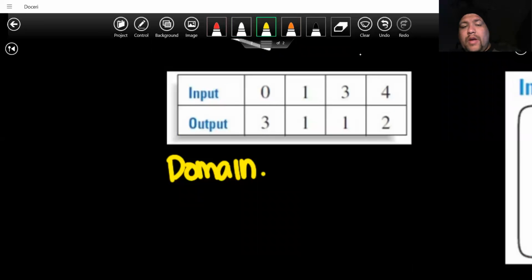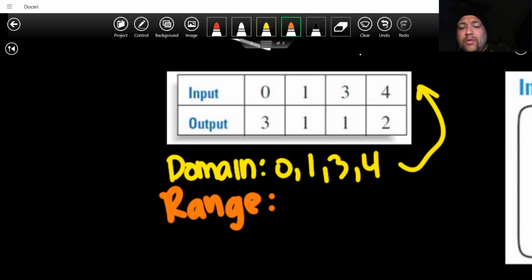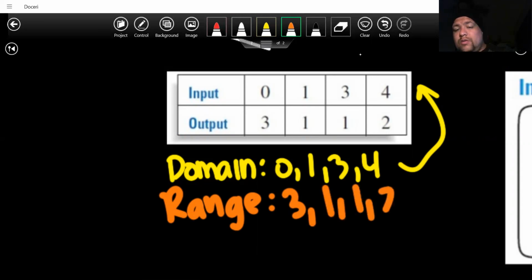So write our domain, 2 points, and just list them: 0, 1, 3, and 4. That's our domain. It's all the inputs that we have for our graph. Our range, all you're going to do is list the range outputs, which is the independent values for y. In this case, 3, 1, 1, 2. And it represents all of our outputs.